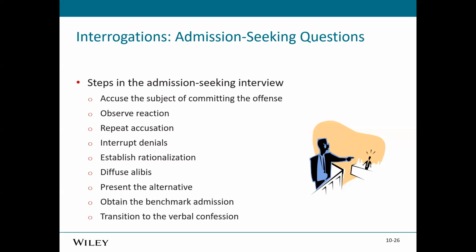We want to interrupt denials. Both the truthful and untruthful person will normally object to the accusation and attempt to deny it. But a guilty person, more than an innocent one, is likely to stop short of an outright denial, and they're more likely to furnish you with explanations as to why he or she is not the responsible party.